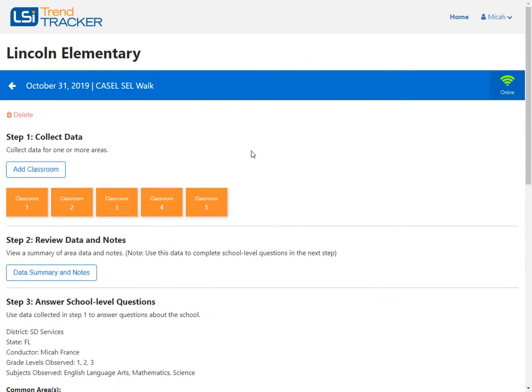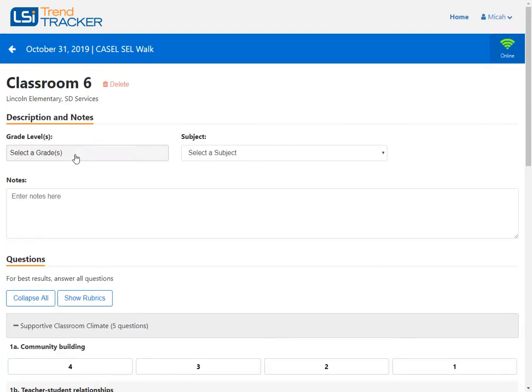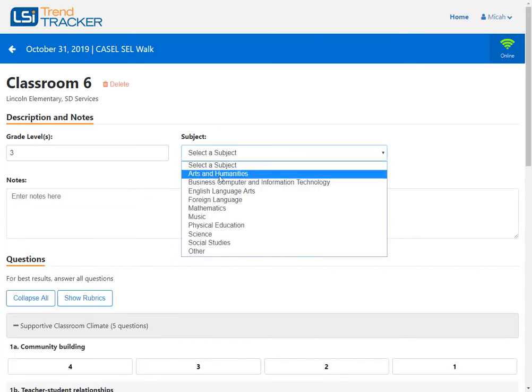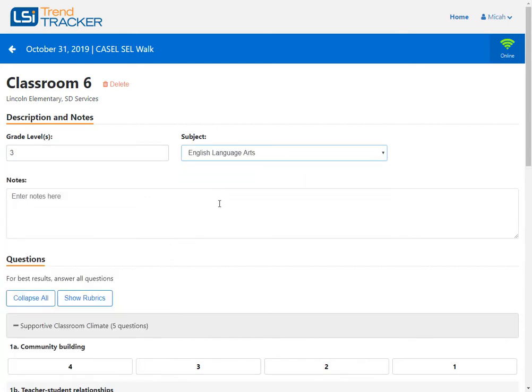When you enter a classroom, make note of the grade and the subject for the lesson. This will help ensure that you get a good representation of classrooms in your data. One thing to note is that the form does not track which teacher you are visiting. We strive to keep this system from feeling evaluative, and collecting data about a school rather than an individual teacher is a big part of that. The focus of the CASEL SEL Walk is on continuous improvement of the whole school culture, because that is what will bring the best results.